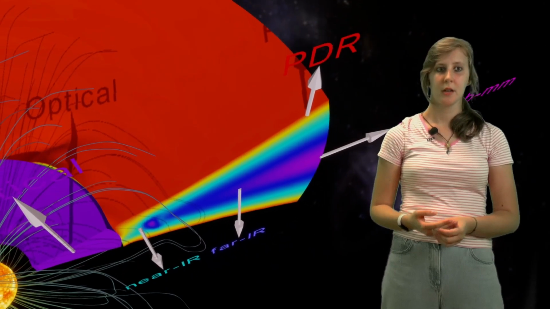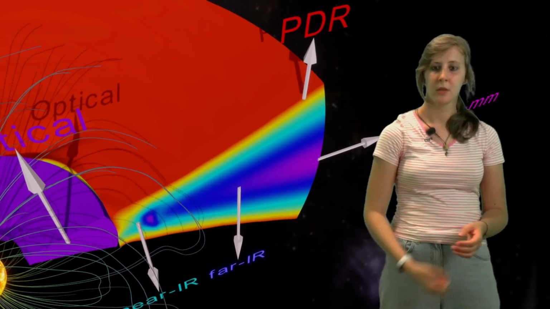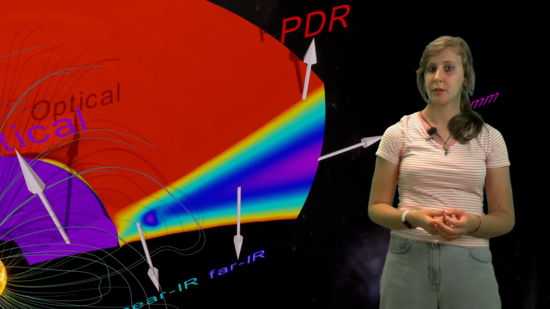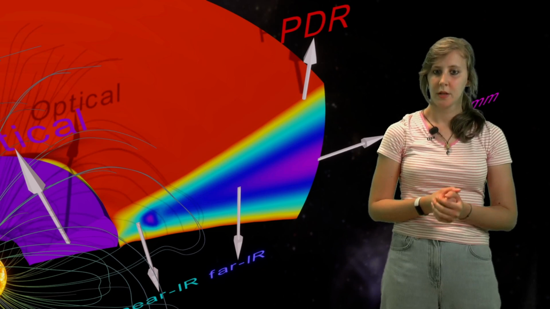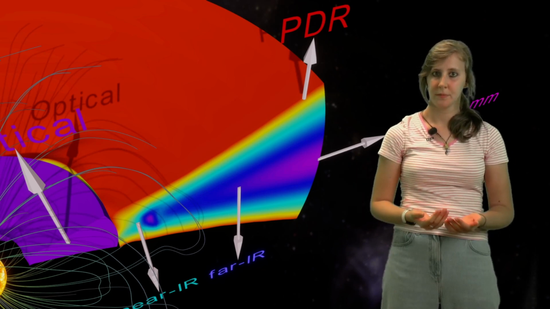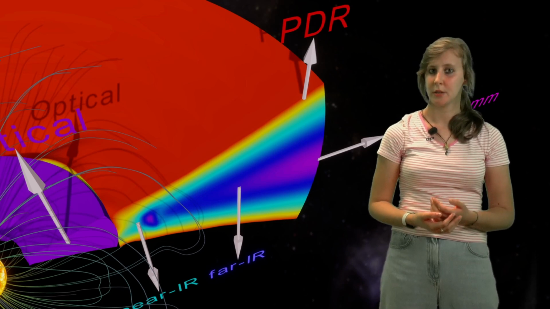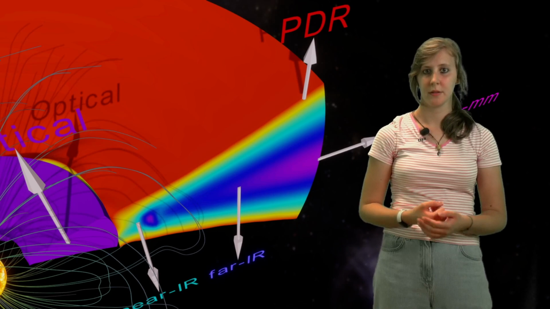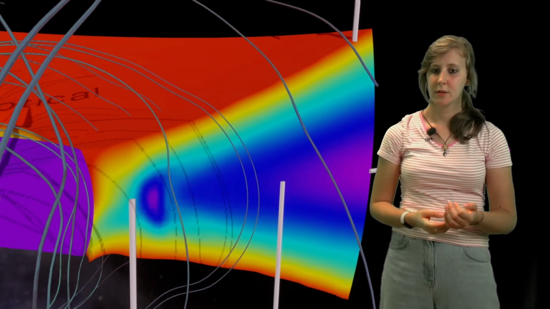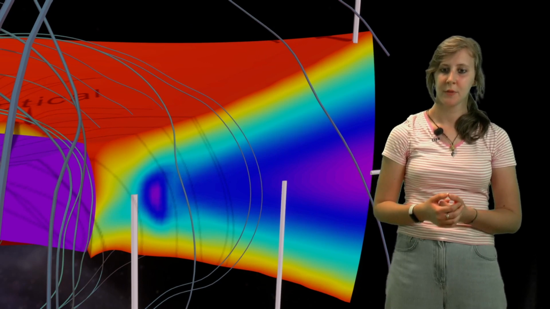Let's now focus on the external layers of the disk. We call this the photo-dominated region, or PDR. This region is exposed to energetic particles that are from the surroundings of the system. Species such as carbon and oxygen are ionized here, and these emit emission that is in the far infrared. Next, we visit the outer disk. In these inner layers that are closer to the protostar, the dust grains absorb the more energetic photons and emit less energetic photons in the far and near infrared.